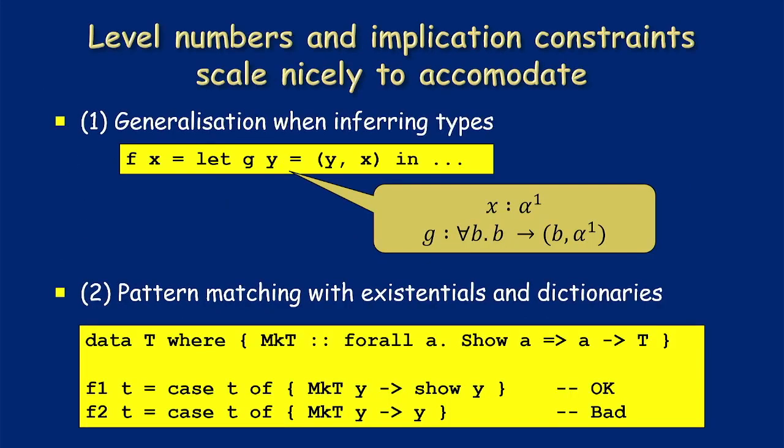I'm going to skip, am I going to skip promotion? I've got 2 minutes. I'm going to skip promotion, yes. So I just want to say this idea of level numbers and implication constraints scales nicely to handle lots of different things. And I just want to quickly enumerate the different things.